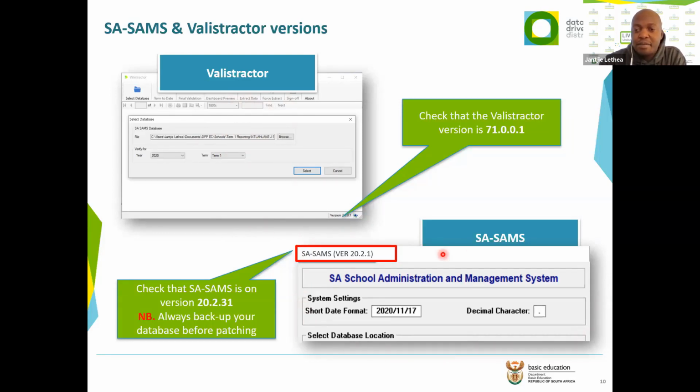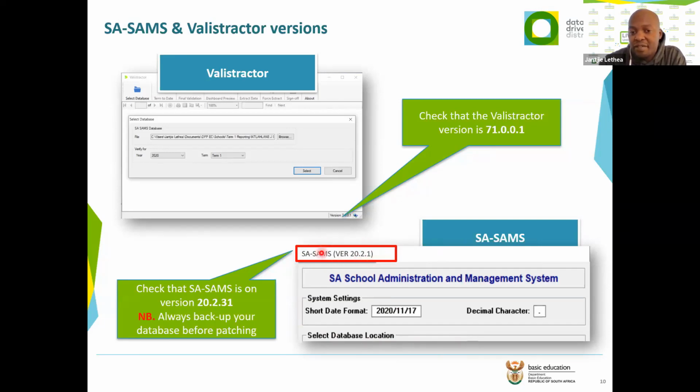So with the SA sums, when you double click on your SA sums icon shortcut on your desktop, right, this window opens, and then on the toolbar at the top there, you can just have a look. It will show you the version of SA sums that you are using, and it needs to be 20.20.1.